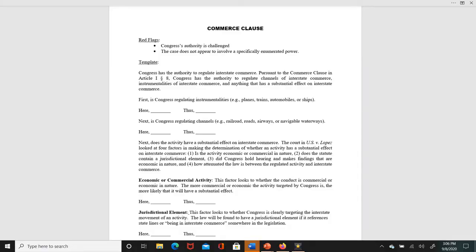So that is how you spot and attack a Commerce Clause question. Again, what triggers it? Congress is your actor, and when you read the fact pattern, nothing comes to mind from Article 1, Section 8 of a specifically enumerated power that would authorize Congress to do that. Its default position is going to be the Commerce Clause. You would run through that analysis.